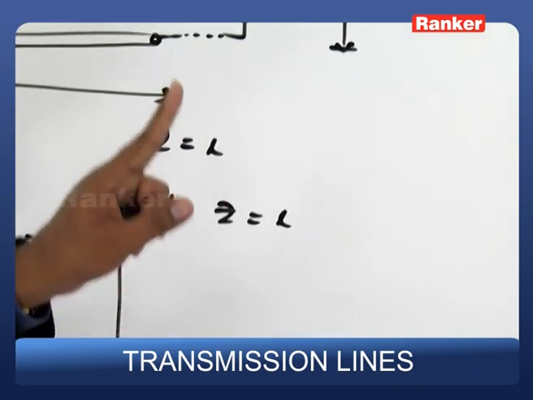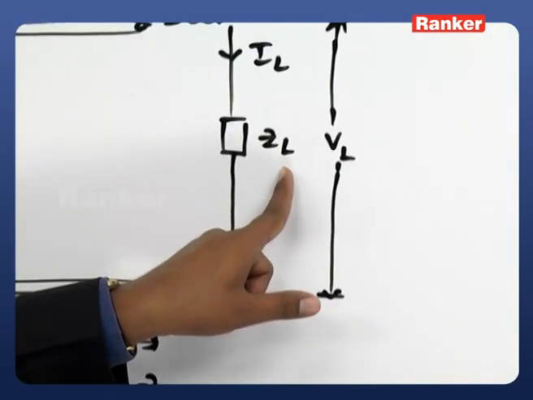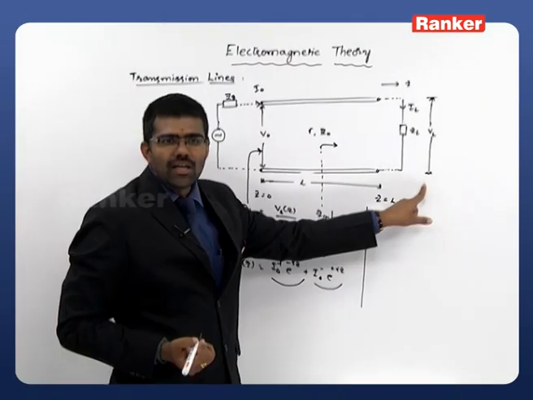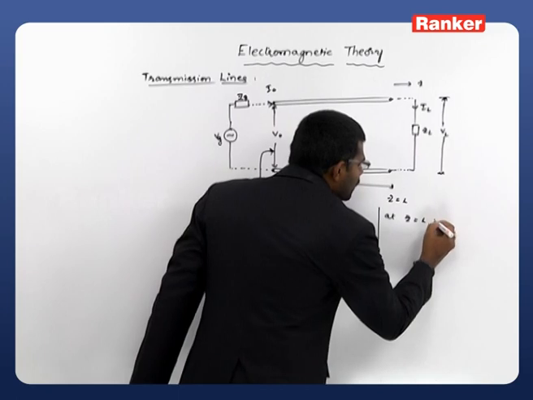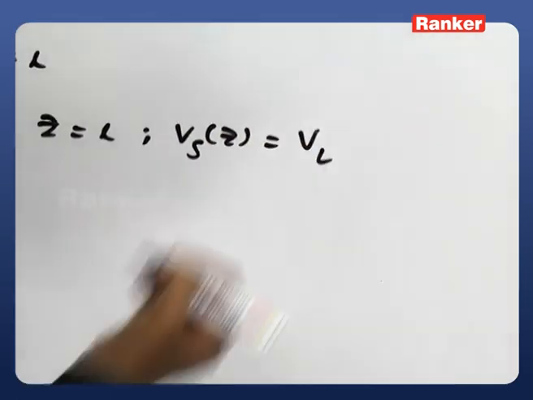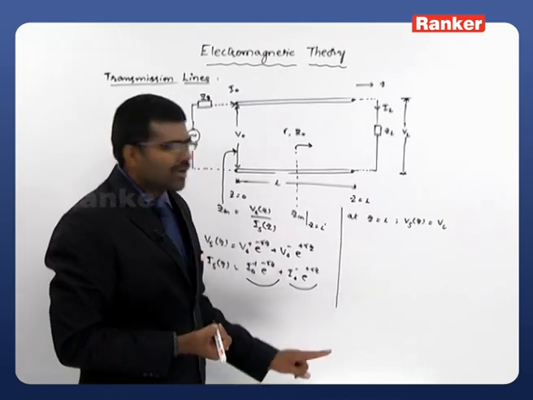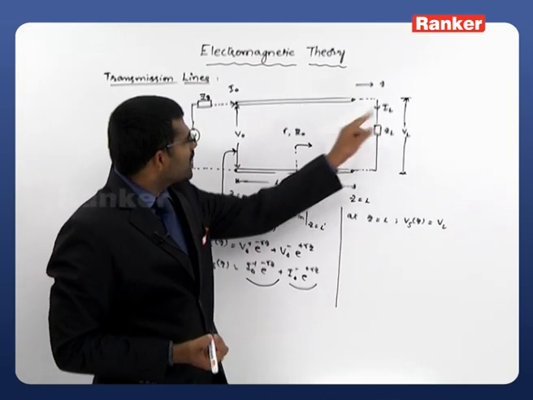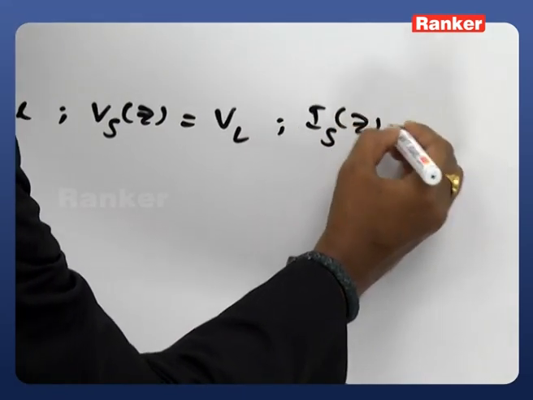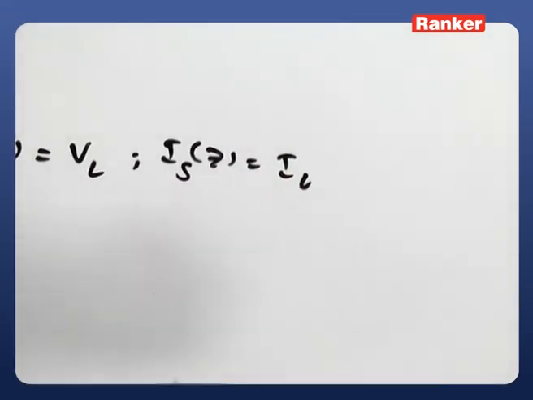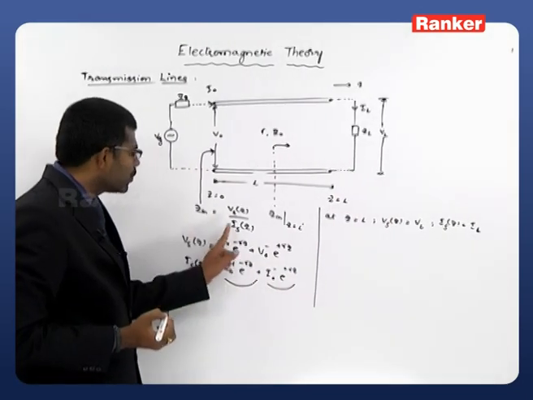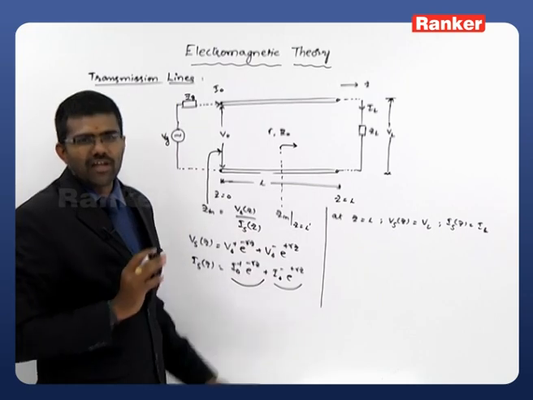At z is equals to L, what is the voltage across this particular load? That is VL. So clearly you can take Vs of z, the voltage at that particular location, as VL. Similarly, at z is equals to L, what is the current? IL. Is of z can be taken as IL. Now I will consider these two parameters and substitute z is equals to L here and simplify it, right?